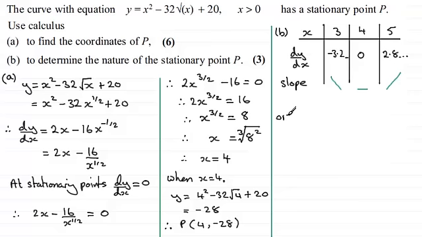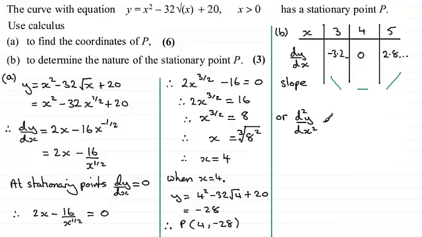The other way, I'll just put here, or, is to work out what the second differential d2y by dx squared is. And by this method, we substitute x equals 4 into the second differential. If it's positive, it's a minimum. If it's a negative value, it's a maximum. And if it's 0, it's inconclusive.